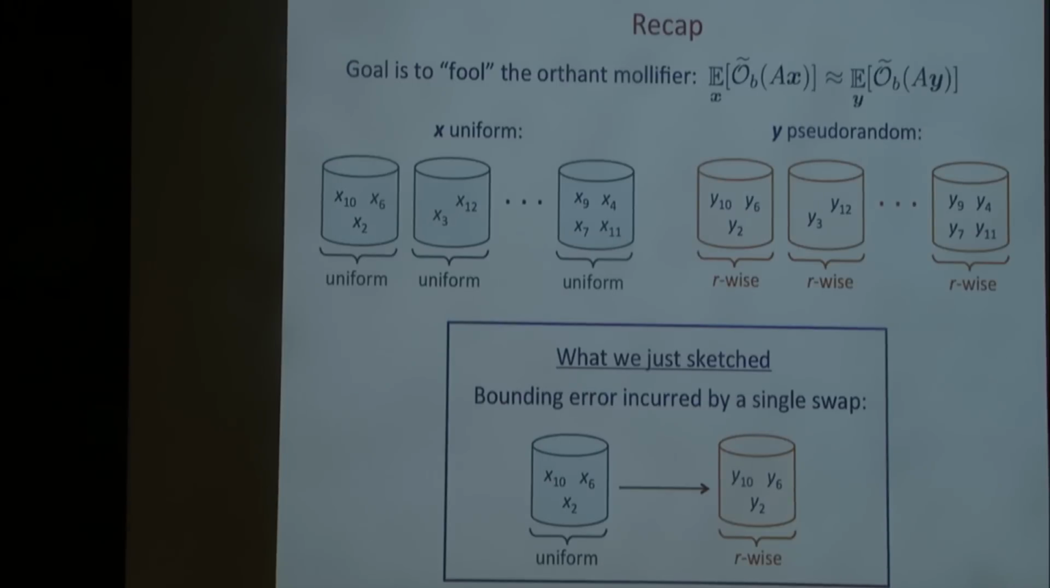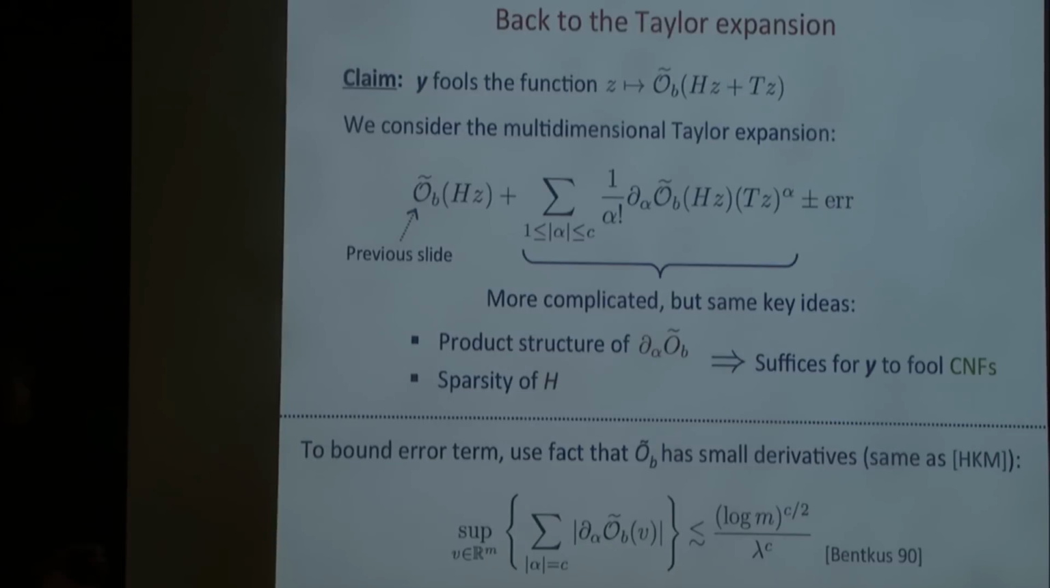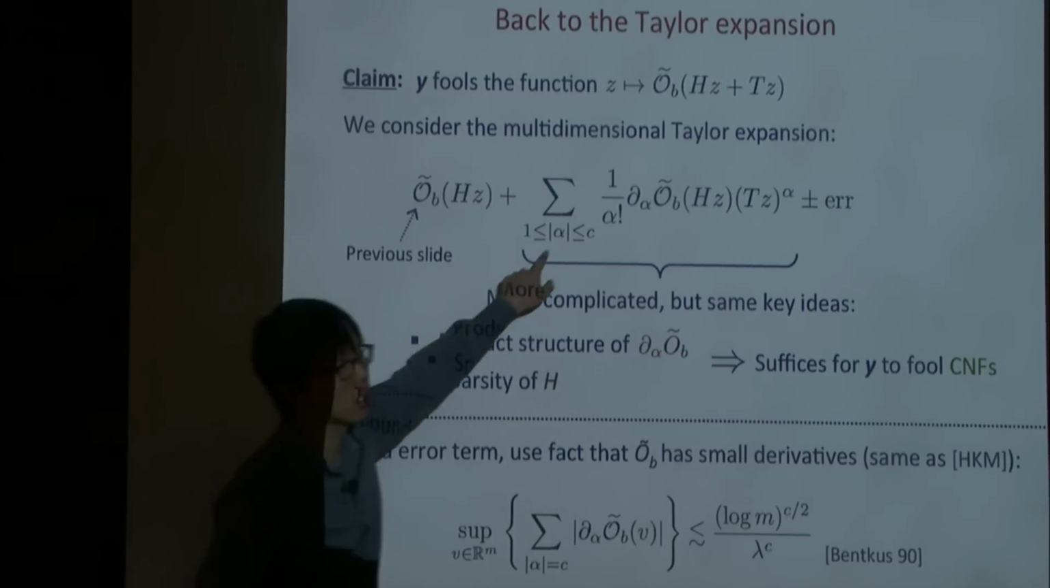Okay, so what we just showed is, at a very high level, how to bound the error incurred in one swap. We do this for every bucket, and we take a union bound. Sorry, what was C? C is the order of your Taylor expansion. What are you going to set that to?